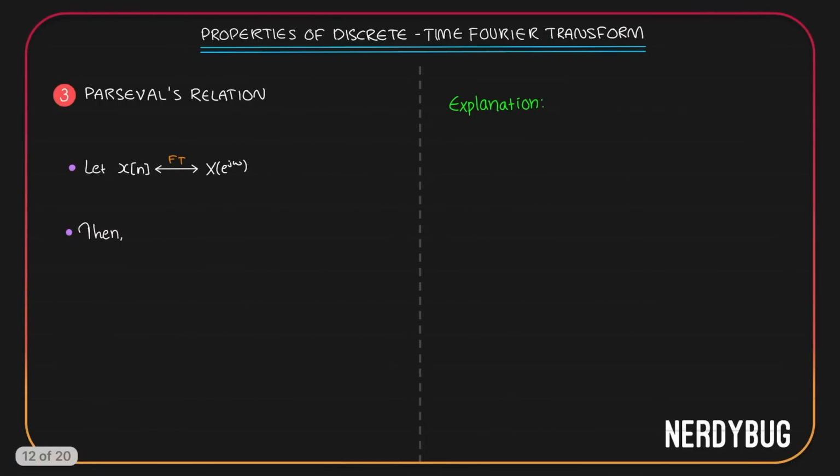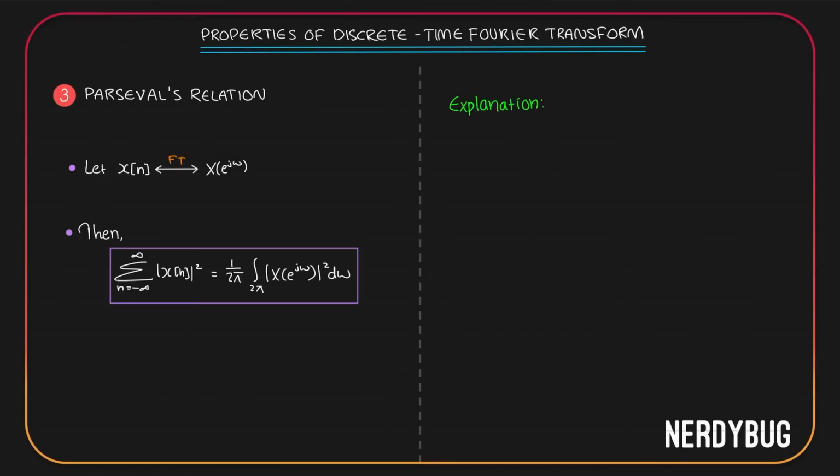Let us go to the next property, Parseval's relation. Assume we have a signal x of n, its Fourier transform is X of e raised to j omega. Then according to this property, summation from n equals minus infinity to infinity, magnitude of x of n squared will be equal to 1 by 2 pi integral over an interval of 2 pi magnitude of X of e raised to j omega squared d omega.